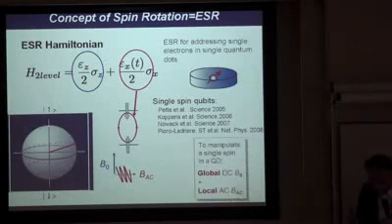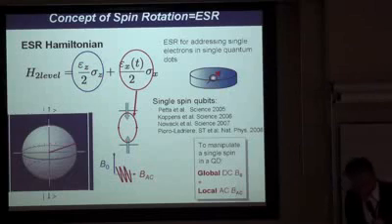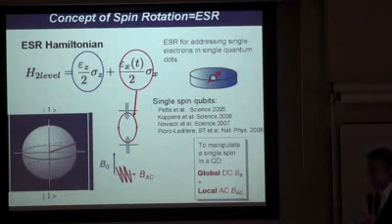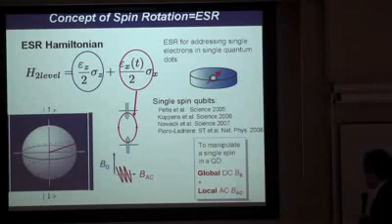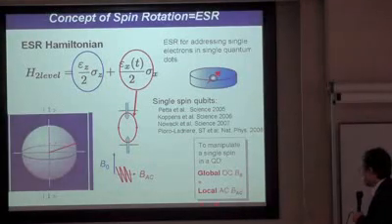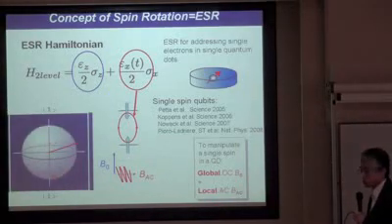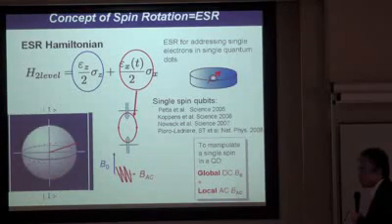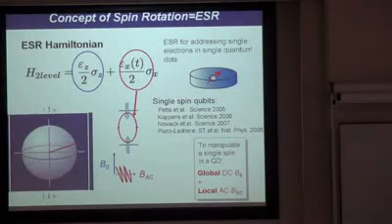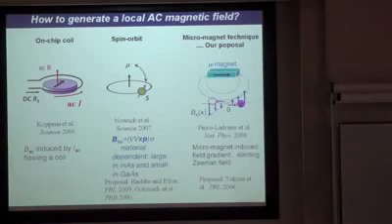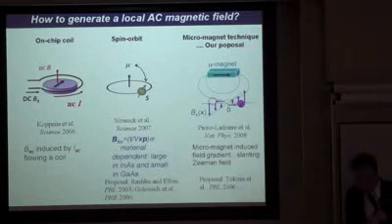However, to address just one electron spin in a quantum dot, you cannot simply apply the standard electron spin resonance technique. You have to prepare an AC magnetic field very much localized to just one electron spin in a quantum dot. So this AC field cannot be global. The DC field can be global. Now, the next step is how to make a local AC magnetic field.